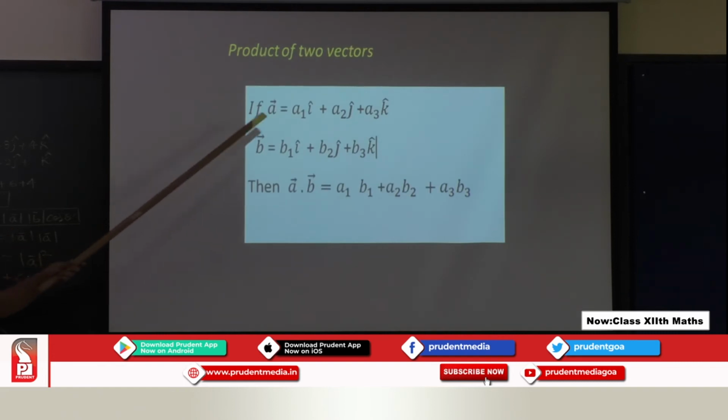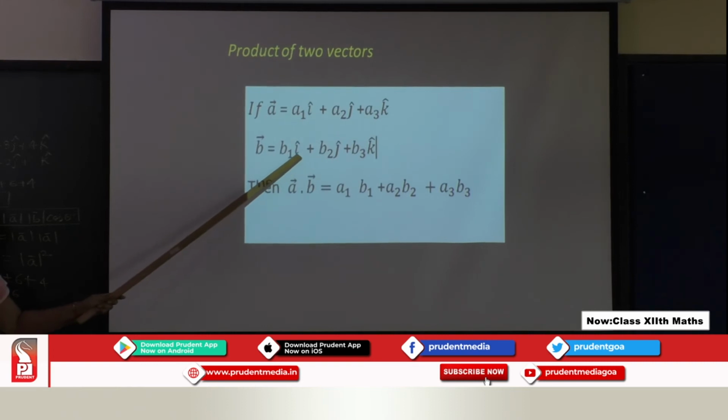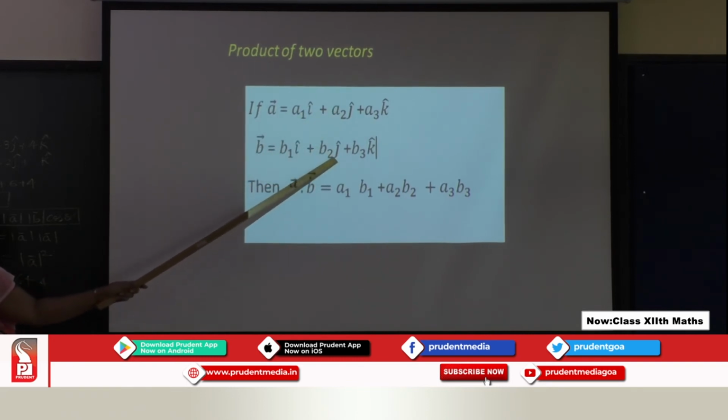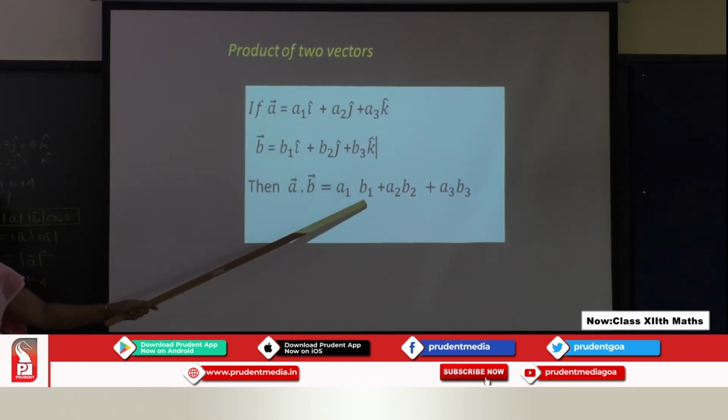So if the vector A bar is given like this, and the second vector B bar is this, to find the dot product you have to multiply A1 B1 plus A2 B2 plus A3 B3, and you will get a real number. That's why it is called scalar product or dot product.